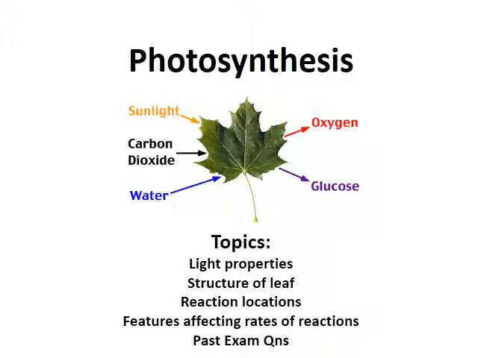So what's the purpose of photosynthesis? Basically, it's a process that converts light energy from the sun into stored chemical energy in the plant in the form of glucose. So it's a process where we take carbon dioxide, we take water, and in the presence of sunlight and in the location of the chloroplast, a series of chemical reactions are able to take place that produce oxygen and produce glucose.